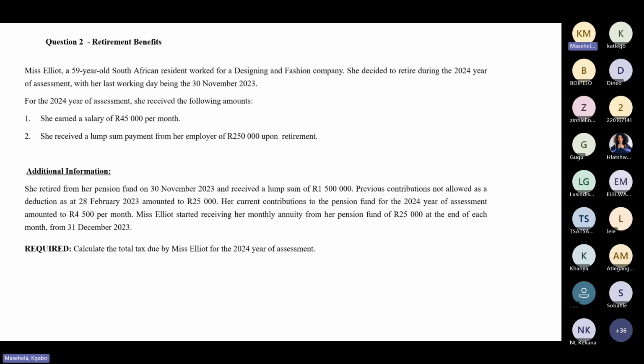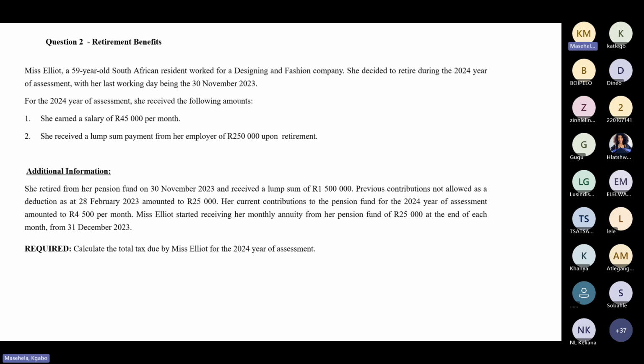Then it says, Miss Elliot, a 59-year-old South African, worked for a design and fashion company. She decided to retire during the 2024 year of assessment, with her last working day being the 30th of November 2023. For the 2024 year of assessment, she received the following amounts. She earned a salary of 45,000 per month. She received a lump sum payment from her employer of 250,000 upon retirement.